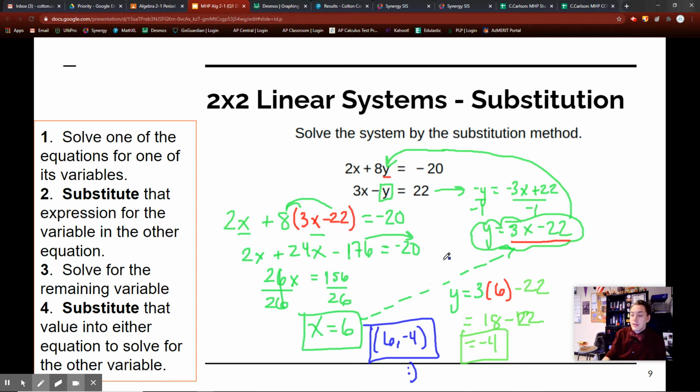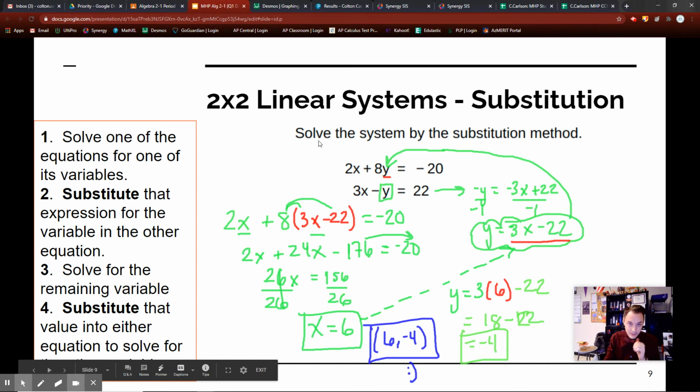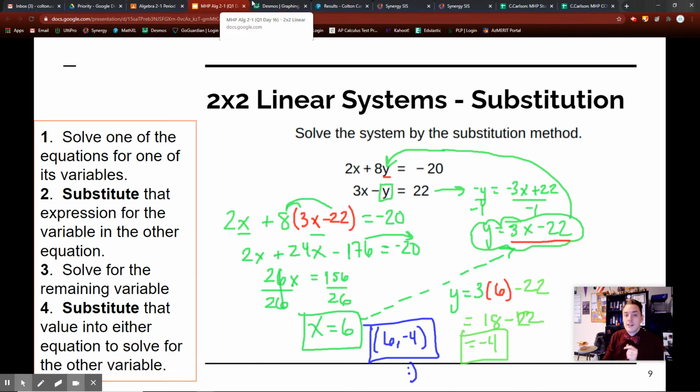Okay? And because I promised you, I'm going to take this one and I'm actually going to plug it into Desmos. I'm going to show you that you'll get the same answer no matter what, even if you didn't work out all the math. Okay? So let's go straight to Desmos. Our answer is 6, negative 4. That is where they cross.